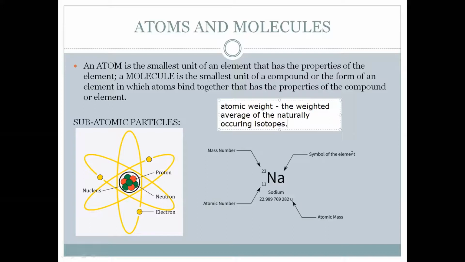And also, the symbol of the element is this. So Na, Fe, H, He, yun yung mga symbols ng elements natin. Okay? So I'll repeat it again. Mass number sa protons and neutrons, atomic number sa protons. Sa atomic mass naman, yung mass ng buong atom, symbol of the element. Tapos yung atomic weight, all about the isotopes. Okay? Next.